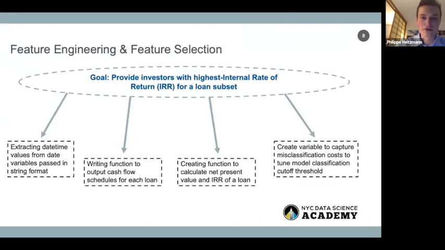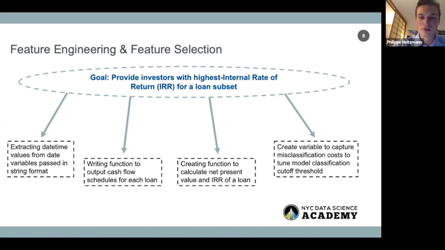Next, the feature engineering, feature selection phase is another important part of the process where you're looking to extract additional information and try to find and create new variables that might yield more interesting information and capture some relationships between your independent variables. For example, in this case, when we're trying to actually show internal rates of return for investors, creating new variables that might capture that.